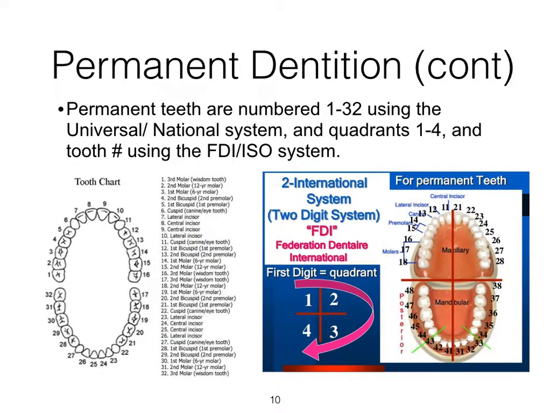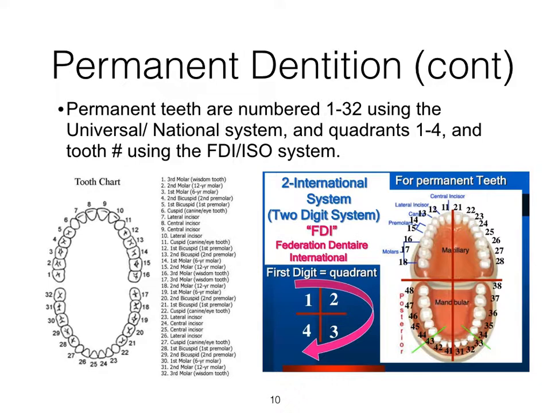The permanent teeth are numbered 1 through 32, so you would start at the right maxillary. The third molar would be 1, and you go all the way around to the left maxillary third molar, which would be 16. Then 17 would start at the mandibular left third molar and go all the way around to the mandibular right third molar. And this is for the Universal National System.